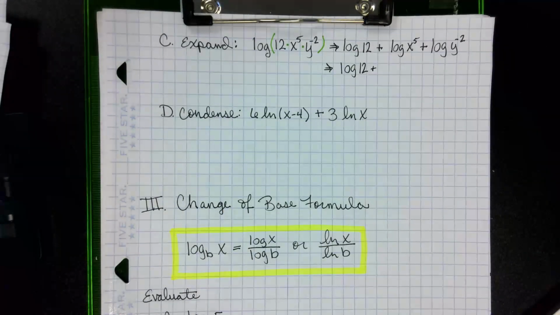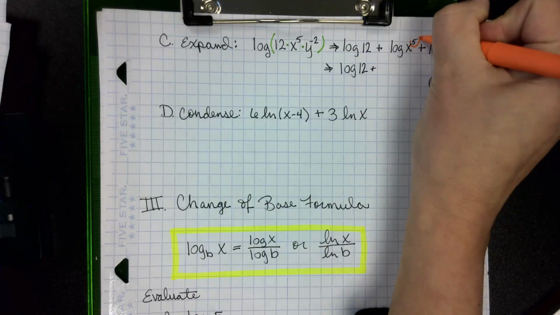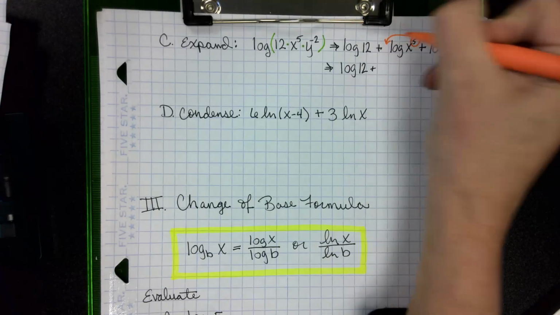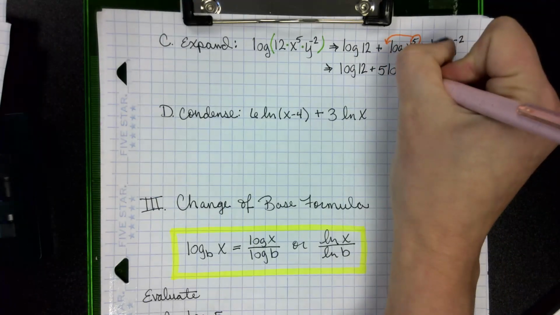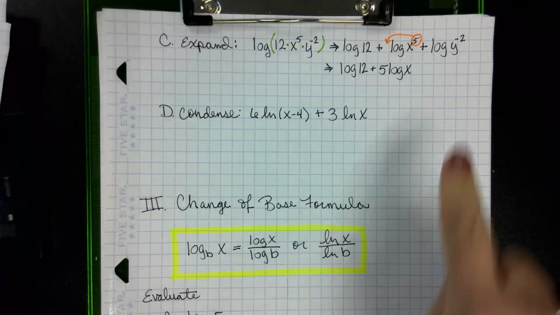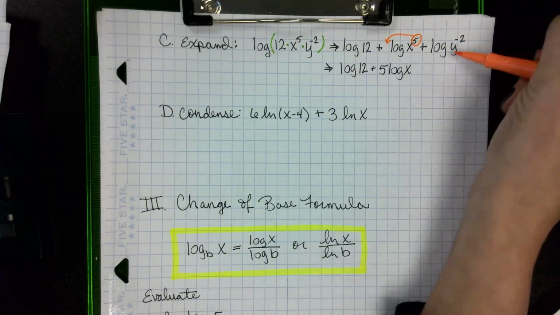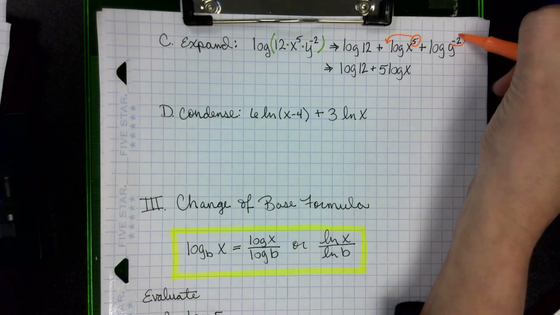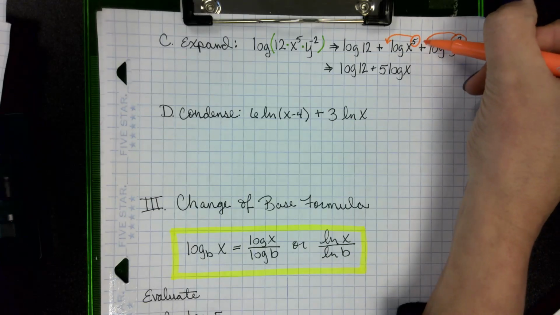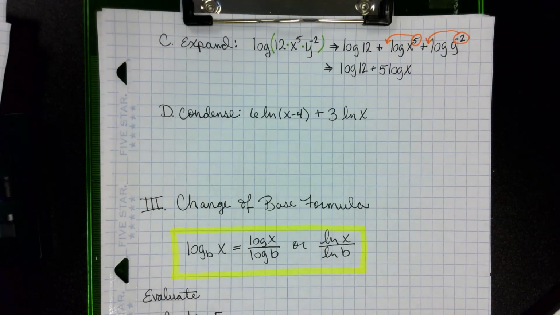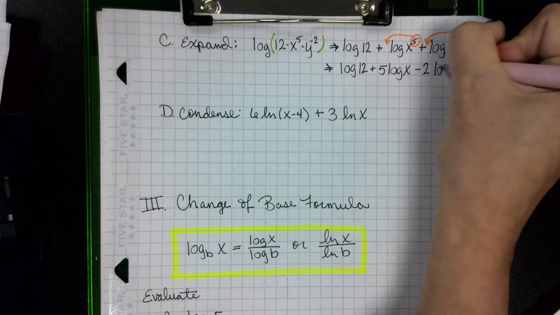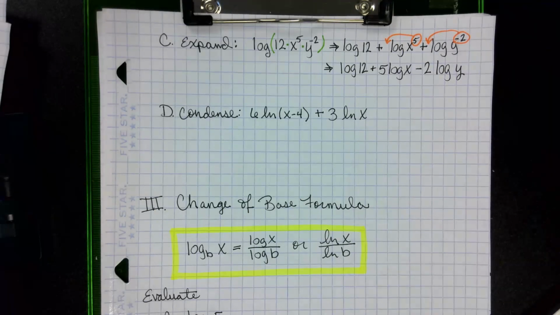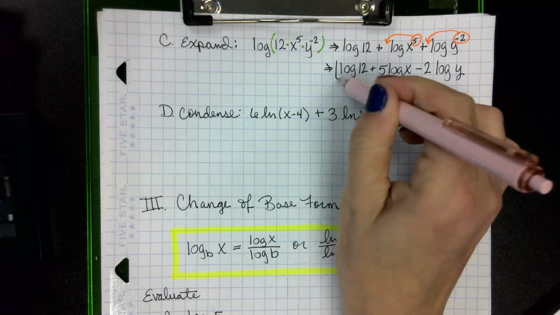plus the next one, I have an exponent, so I can use the power rule and move the 5 in front of the log. So that's 5 log x. Then I have plus log y to the negative 2. So I'm going to take the exponent negative 2 and move that in front of its log. So then it's plus negative 2. So I'm just going to write that as minus 2 log y. And so now that is expanded as far as it can go.